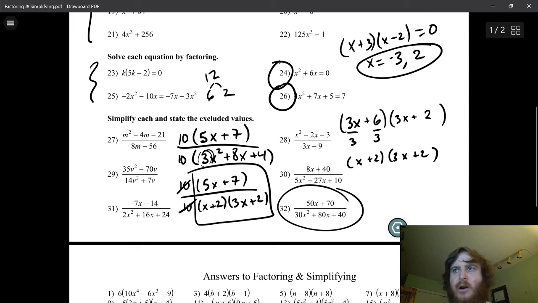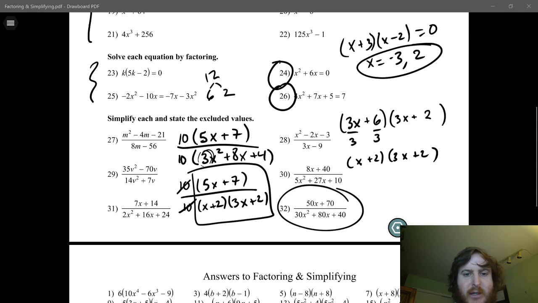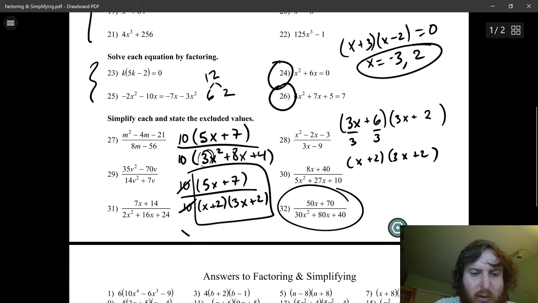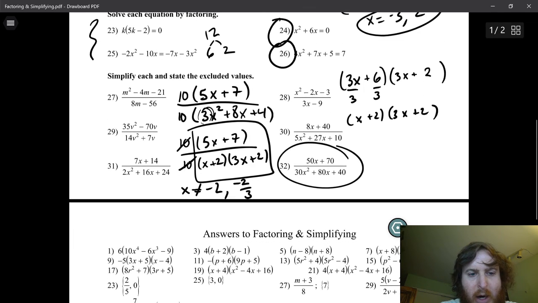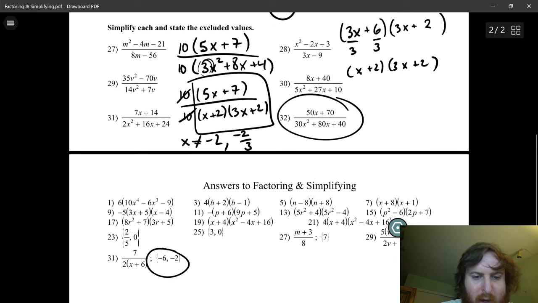So in this case, there are not any exclusions from canceling, right? The question says to simplify each and then state any excluded values. Well, in this case, there would be no excluded values because we didn't cancel out any x's from wholes, but there are excluded values from the denominator. So remember, one of the rules is the denominator can never be 0. So our excluded values would be x cannot equal -2 or -2/3. And the way I got those was I just set the denominators equal to 0.